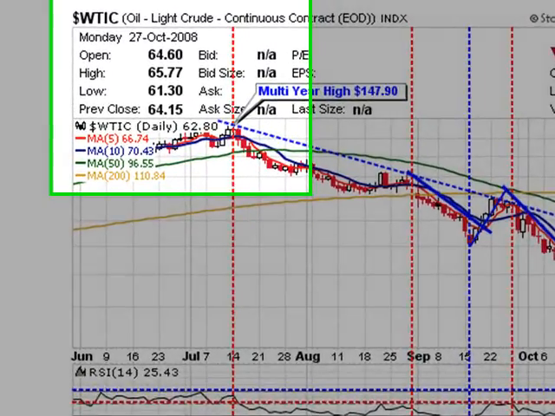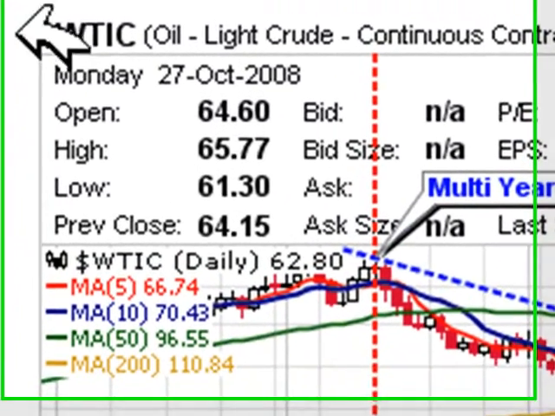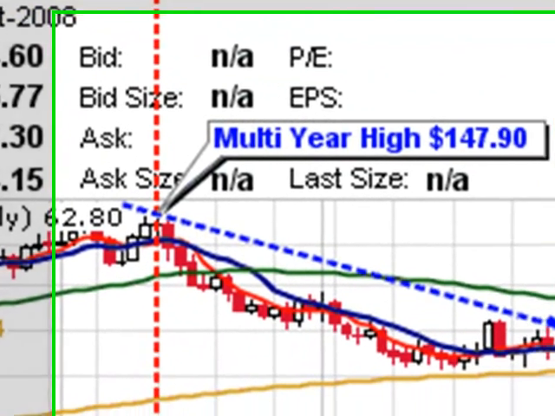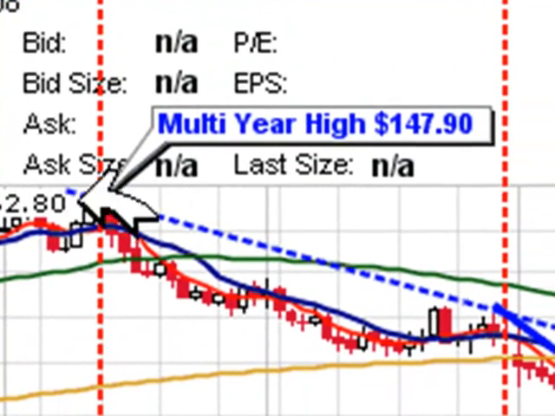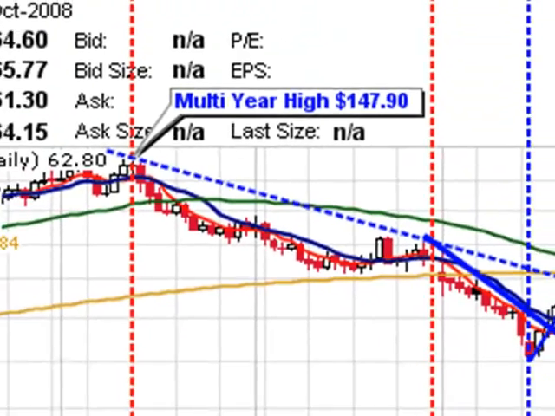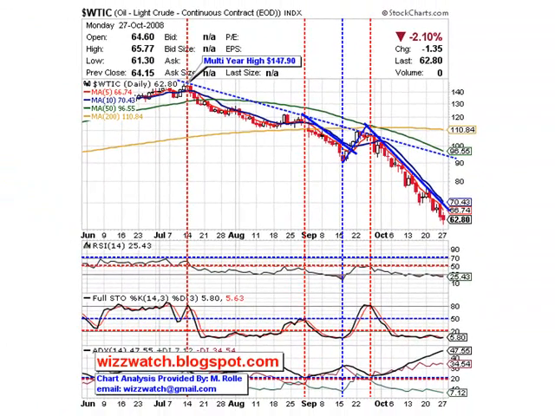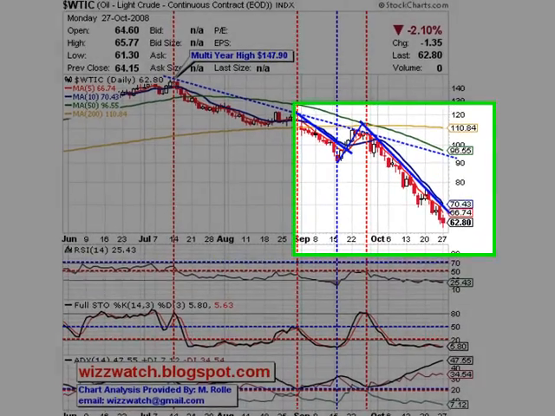Last but not least, it's a chart of the oil index, that's light sweet crude. And if you have a close look at this chart, you will notice that oil pulled back from its multi-year high of $147.90 in July, basically down about 56% from that price high. And many consumers as well as investors were waiting on a pullback in the price of oil, but as of right now, they are getting exactly what they were hoping for.